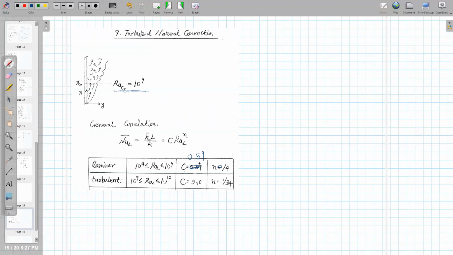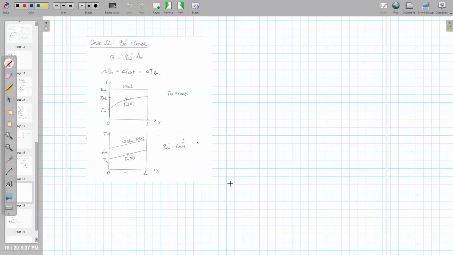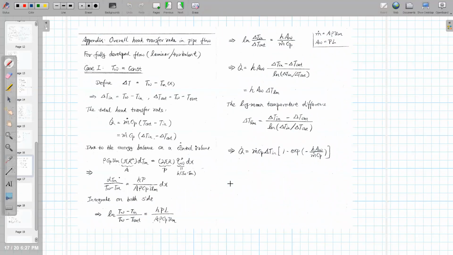Okay, so here we finish showing how turbulence affects both forced convection and free convection. And before we stop today's class, there's an additional topic we want to go through, which is for this pipe flow.